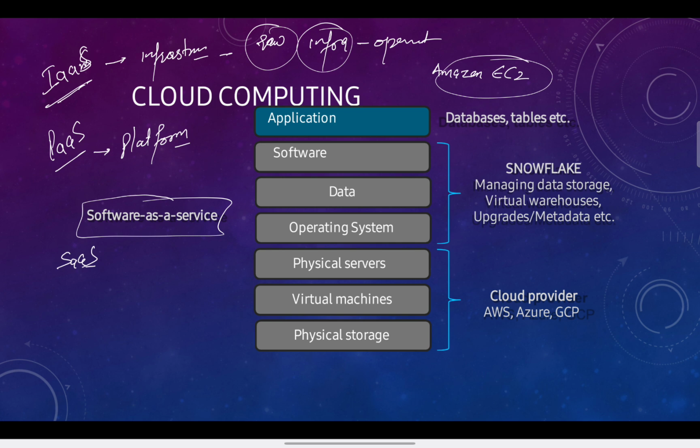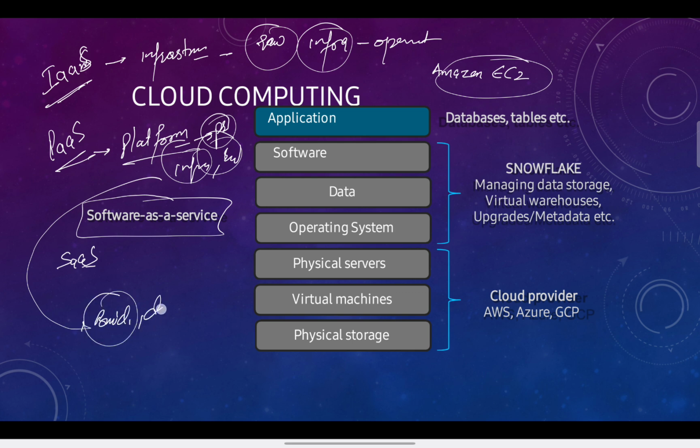Similarly, there is PaaS, platform as a service. In this, the provider manages the infrastructure and runtime, and you just have to build and deploy the apps. For example, Google App Engine, Azure SQL databases.